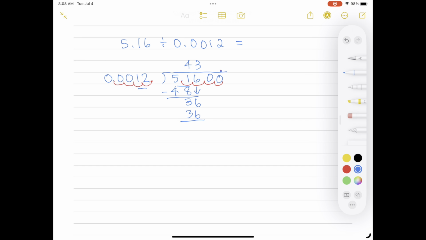So now you're done with the division, and you bring up those remainder zeros from the dividend onto the quotient line. So 5.16 divided by 0.0012 equals 4,300, and box your answer.